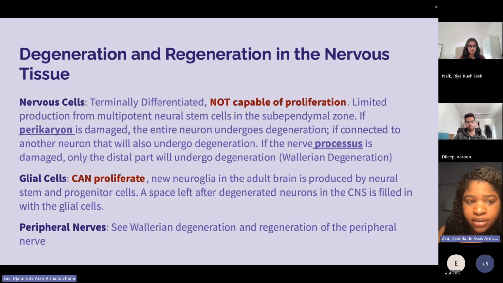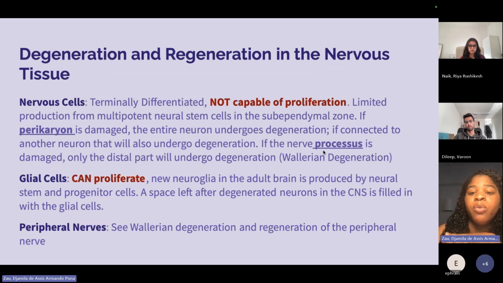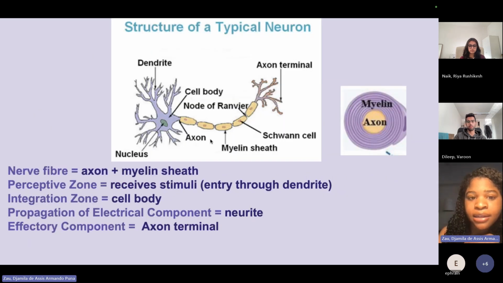If the nerve process is damaged, which is another word for the axon, and somewhere in the axon there's some sort of damage, the entire part distal to where the damage is will undergo degeneration. And this is what we call Wallerian degeneration. So again, if there's damage here, this entire thing will degenerate. If there's damage only here or here, the part distal to where the damage occurred will degenerate.